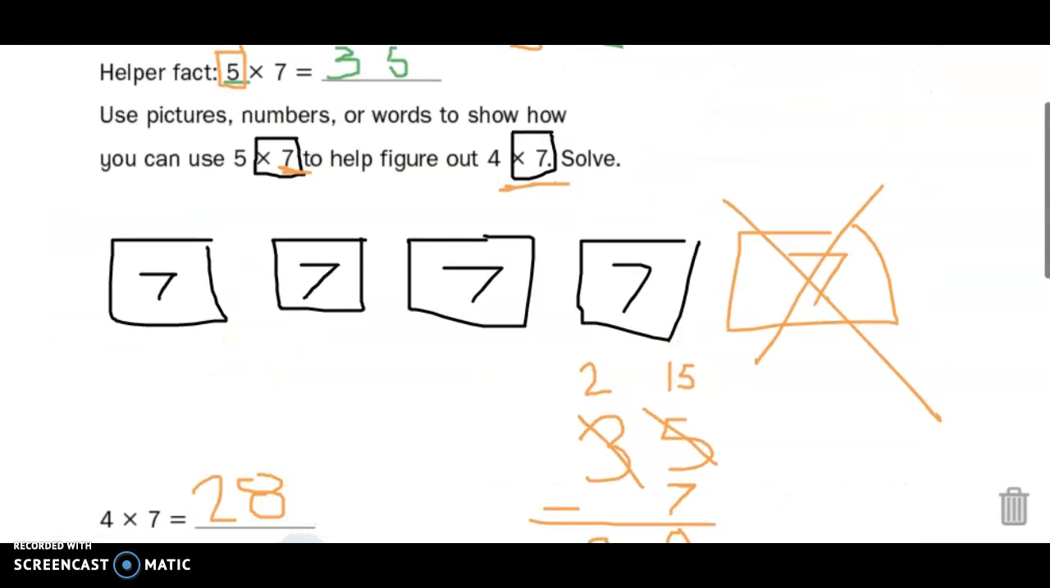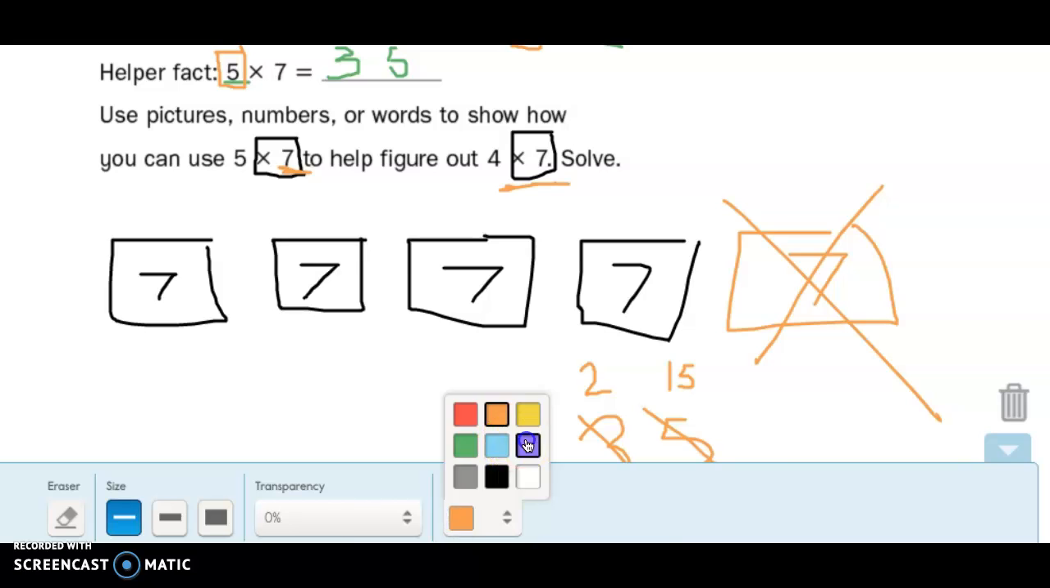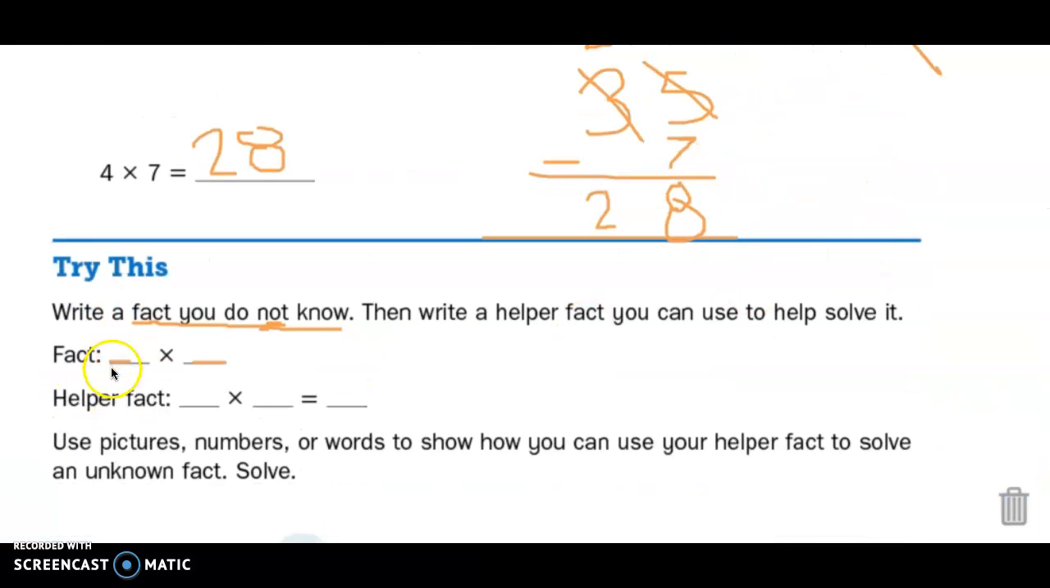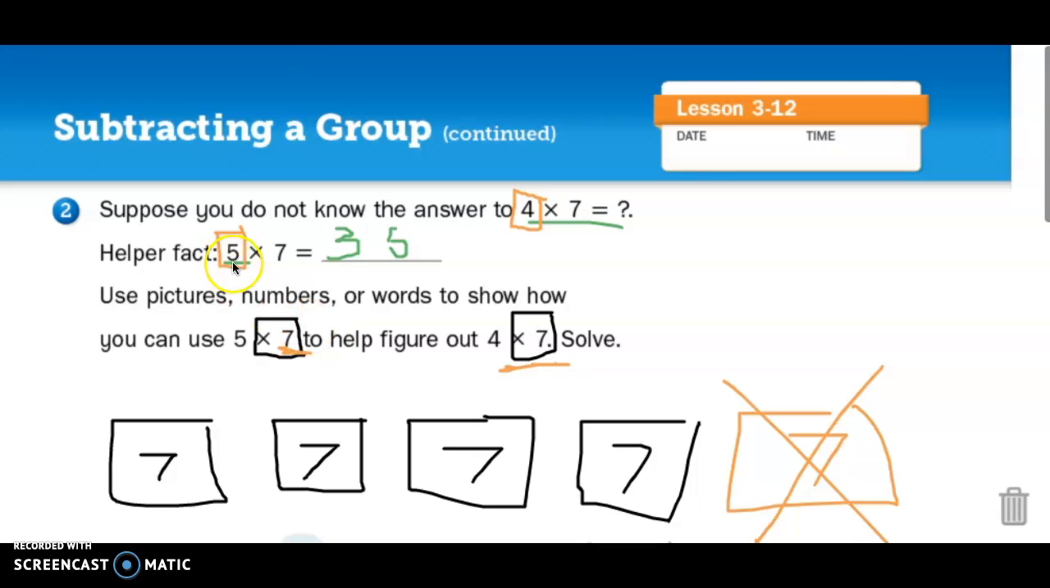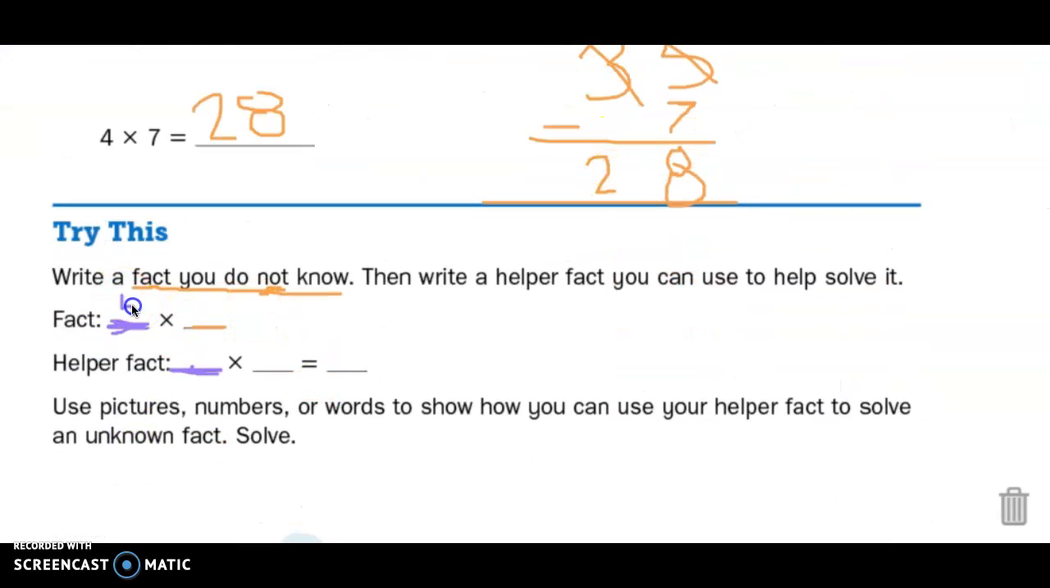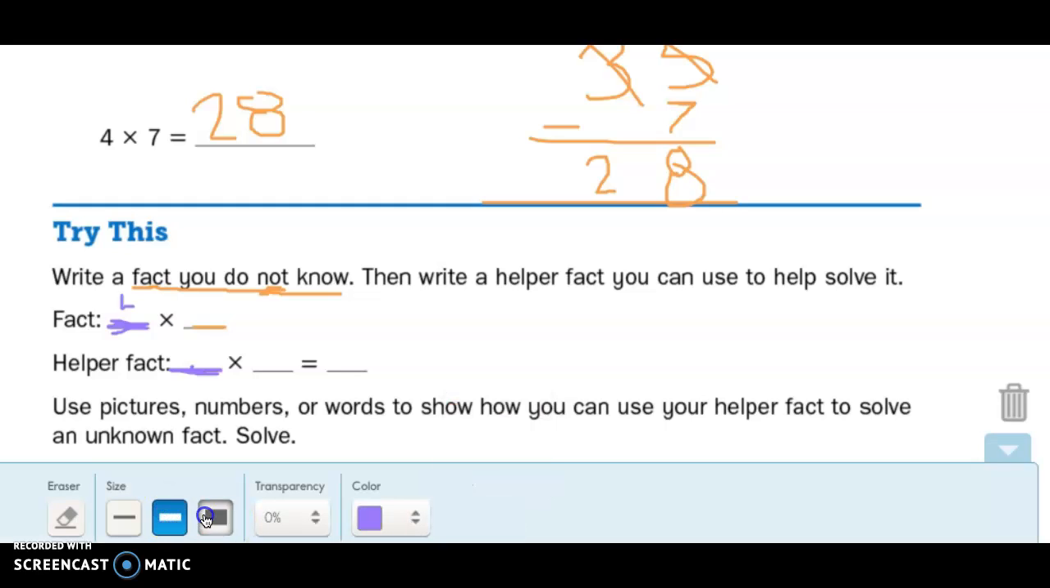helper fact. What's super important when you figure out your helper fact is that one of these numbers has to be the same, because we have to be counting by the same number. Look at this here. The same number here was 7 and 7. This would be like saying 4. Oh, no. That's not what we should do. Hang on a sec.